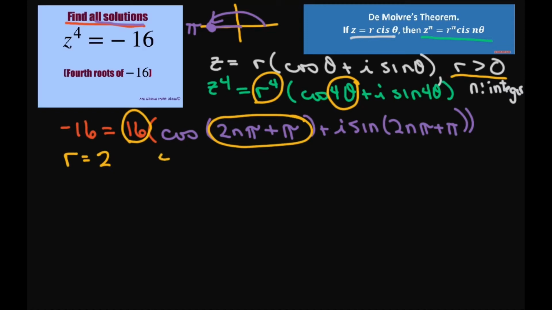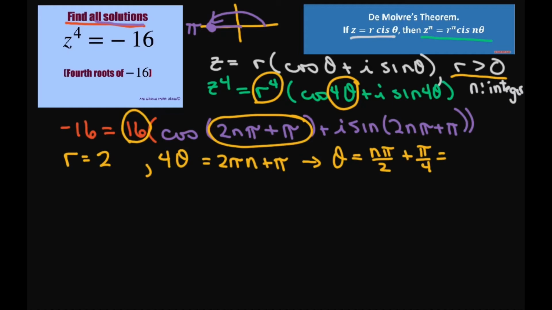So we're going to do 4 theta equals 2 pi n plus pi. I can just rearrange it. And when you solve for theta, you divide both sides by 4, and you're going to get theta equals n pi divided by 2 plus pi divided by 4. I can simplify this by getting my common denominator as 4 and factoring out a pi. That's going to give me 2n plus 1 times pi over 4.